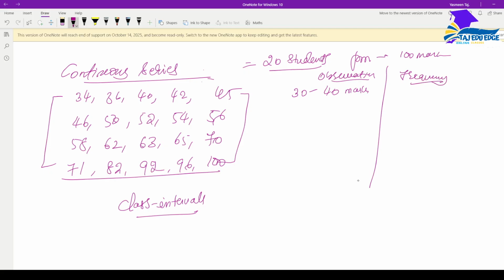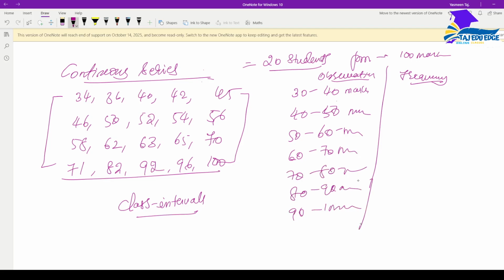Okay, so here 34 is some number which falls between 30 to 40, right? Yes. So 34 falls in this series. Like that we will be writing it in 40 to 50 marks, 50 to 60 marks, 60 to 70 marks, 70 to 80 marks, 80 to 90 marks students, 90 to 100 marks students in this.